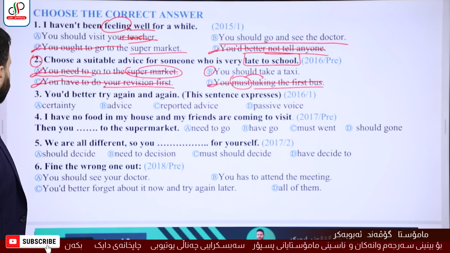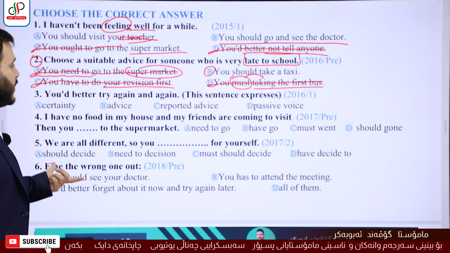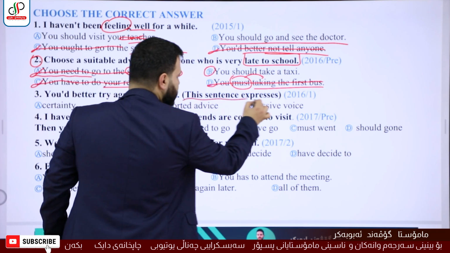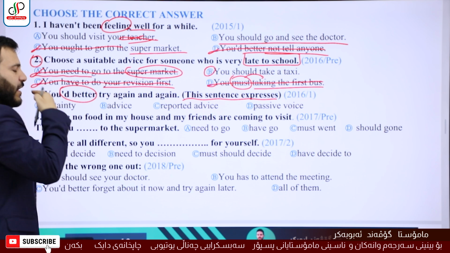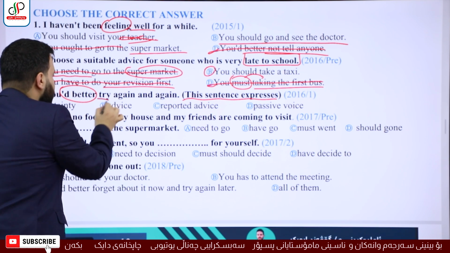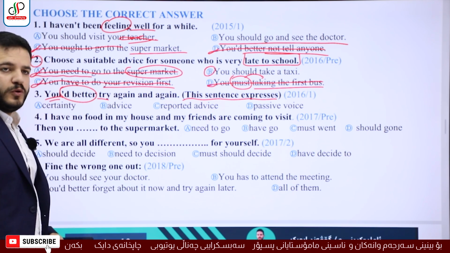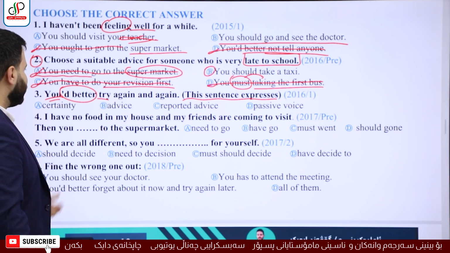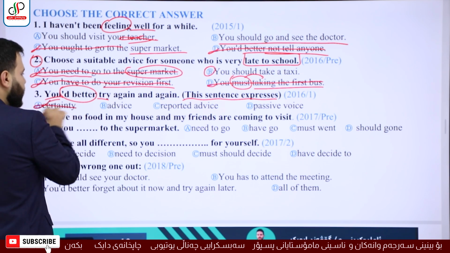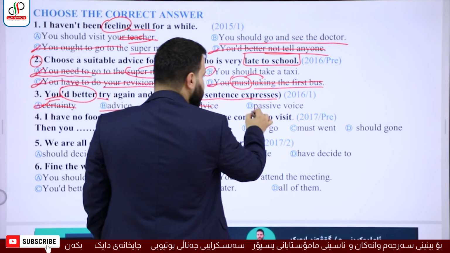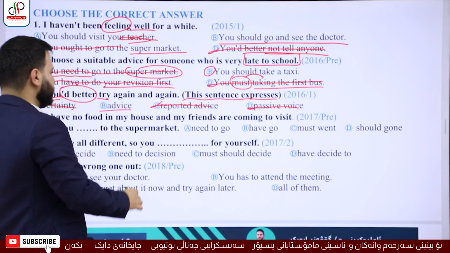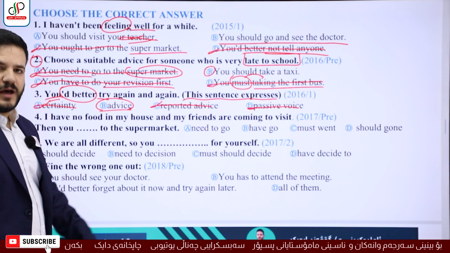Here, let's see the third one. You'd better try again and again. Can you tell me what the sentence expresses? You would say, whenever we have had better plus base and the subject is you, in that case, it's an advice. It's not certainty, it's advice. It's not a reported speech or a reported advice, and also it's not a passive voice. B is the right answer.